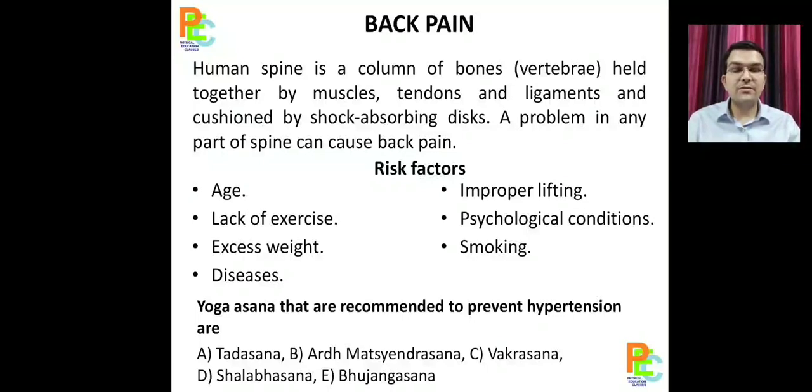Then improper lifting. If body posture is not maintained well while lifting some weight, that may lead to back injury or back pain. And psychological conditions: if someone is stressed and sitting in the wrong posture, it may also lead to back pain. Smoking in certain situations may also lead to weak muscles, and that may lead to back pain. And the most important is a healthy diet and proper exercise. If we don't do that, it may lead to back pain. The asanas which are helpful to prevent back pain are Tadasana, Ardha Matsyendrasana, Vakrasana, Shalabhasana, and Bhujangasana. With this, we have completed our third unit.